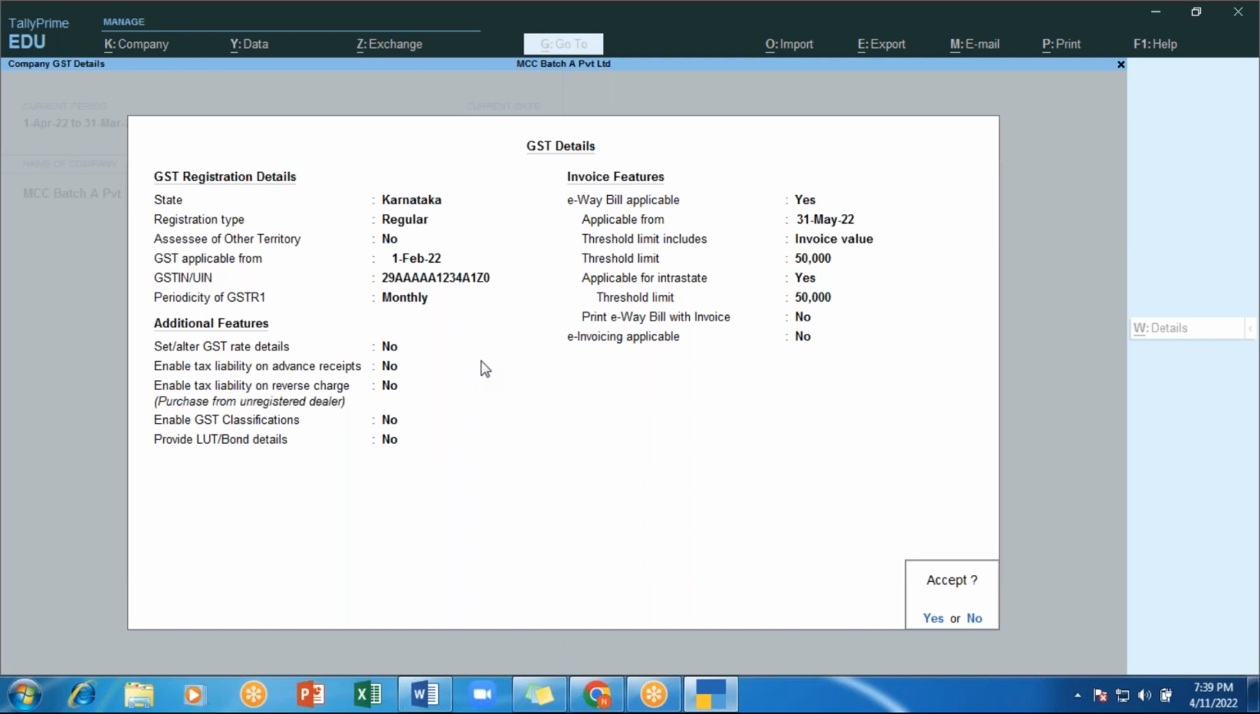When I link this, generating the e-invoice bill from Tally to the portal will take 6 hours. I'll show you later how to generate this. You have to provide this basic information and you can accept it. I'll accept this.